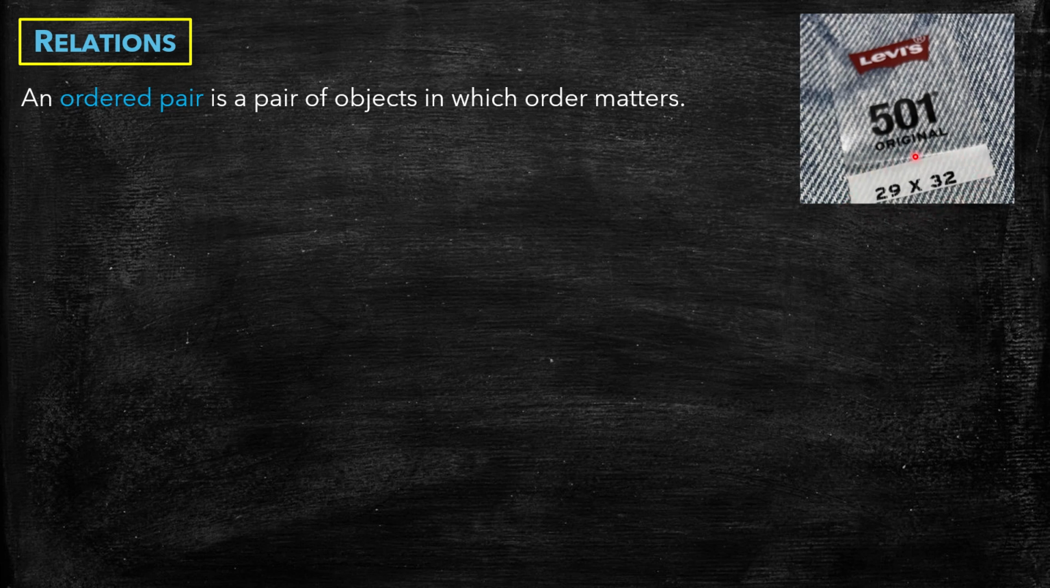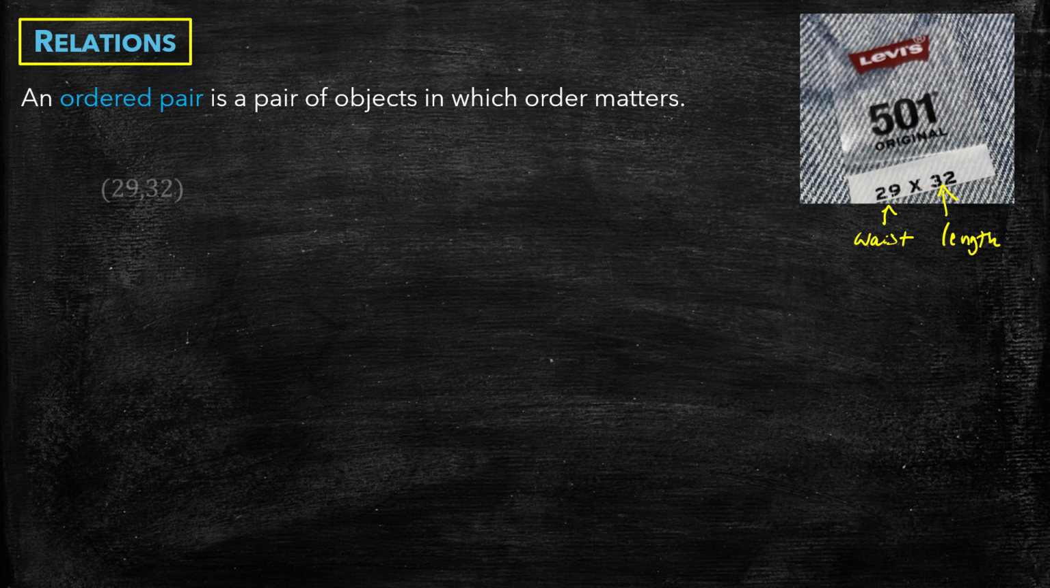So 29 by 32. In the same way that if you bought a piece of furniture like a desk or something, they would give you the length times the width times the height so that you knew the dimensions. So the order matters and they represent things. So what does the 29 refer to? This refers to the waist of the jeans in inches, and the 32 refers to the length, or technically the inseam, but the length in inches.